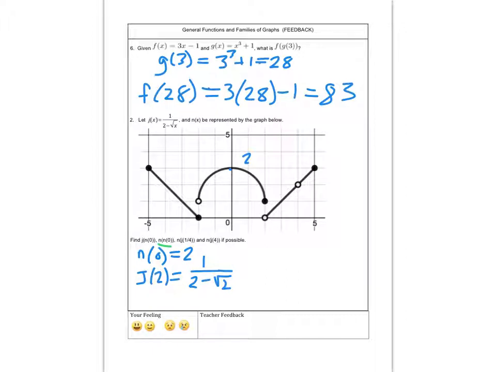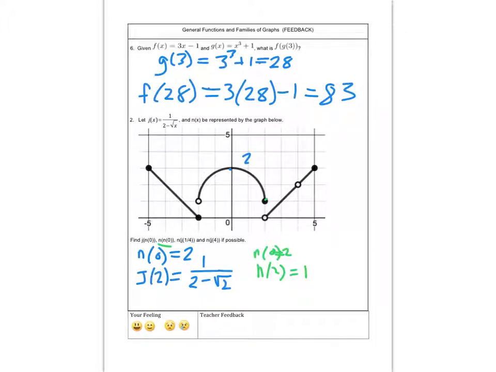Second one, we've got n of 0. We found n of 0 already, so n of 0 is 2. Then we're going to find n of 2. N of 2 has a filled-in circle at a height of 1, is equal to 1.